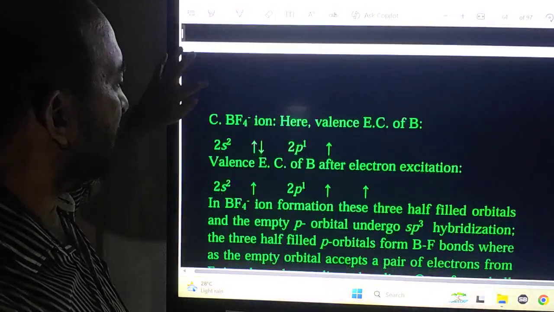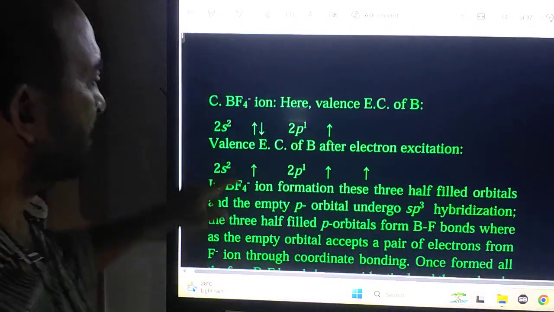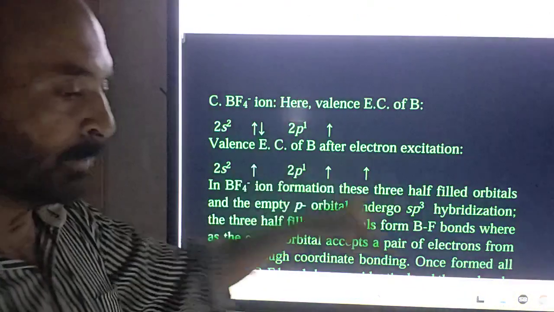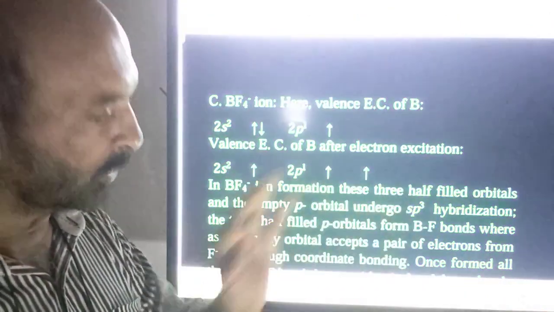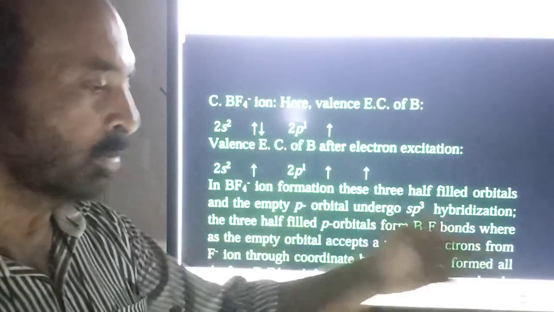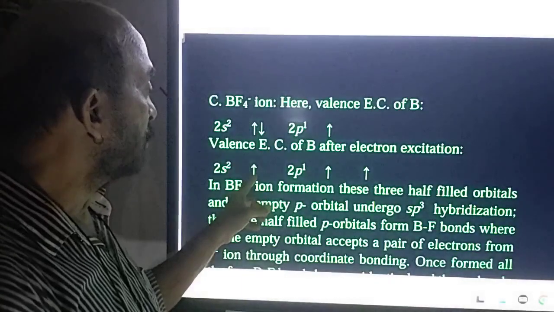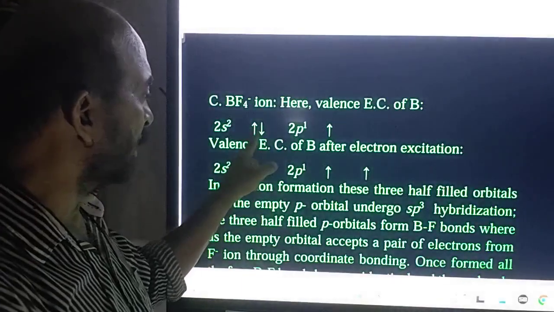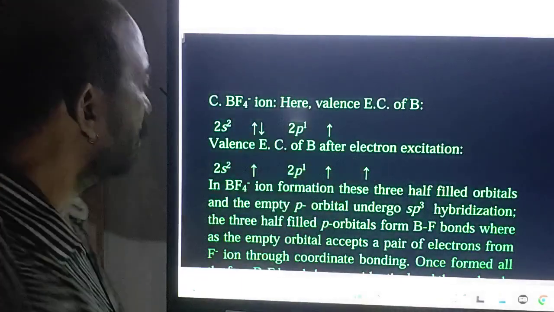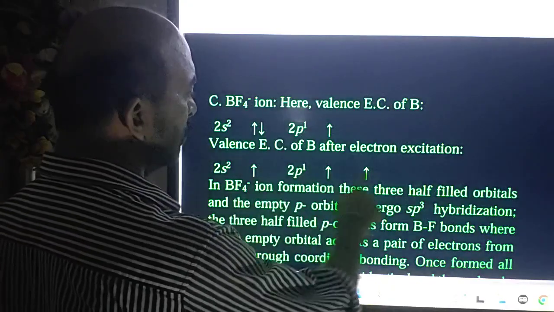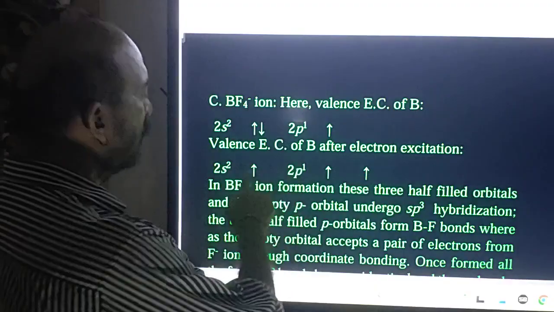Next, BF4 minus ion. First think about the valence configuration of boron: 1s2, 2s2, 2p1, 5 electrons total. 1s2 is the inner shell, and 2s2, 2p1 gives 3 valence electrons. If the pair gets excited, it becomes 2s1, 2p2. Don't, these numbers are wrong.